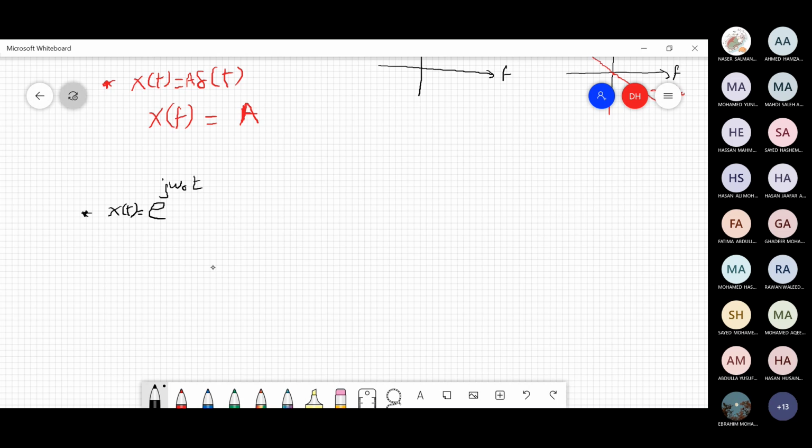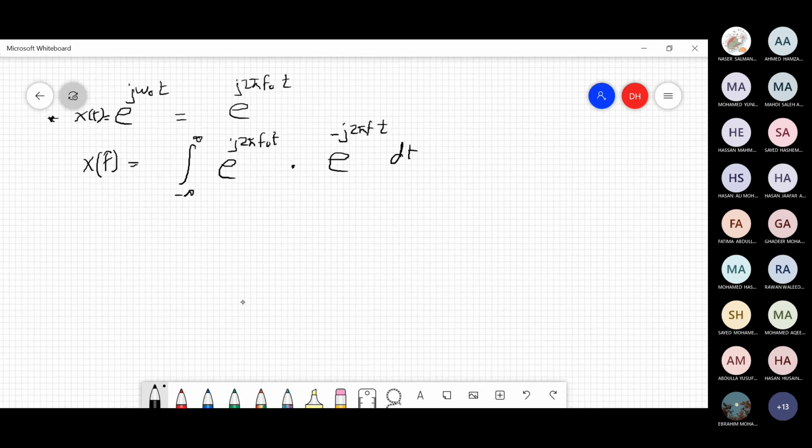So let me say that we want to find X of f. Here x of t is equal to e to the power of j 2 pi f naught t. Then how to find X of f? Use integration: the integral from minus infinity to plus infinity of x of t, e to the power of j 2 pi f naught t, multiplied by e to the power of minus j 2 pi f t dt.